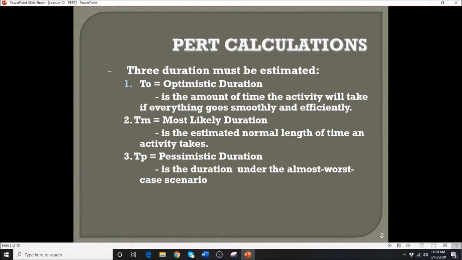In the case of the TM, as I said a while ago, it is the average of the durations between the TO and the TP. The TP is the pessimistic duration. It is a duration under almost worst-case scenarios. That is the conservative type of duration, with the assumption that if something happens, this is how long it will take for a particular activity. So you will be dealing with three different durations per given activity.